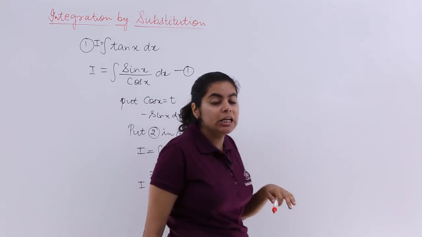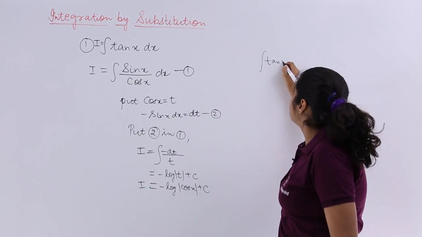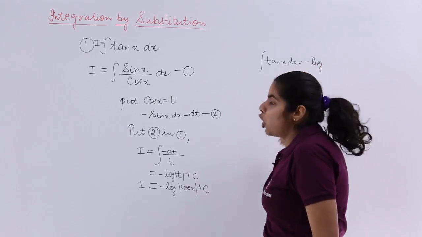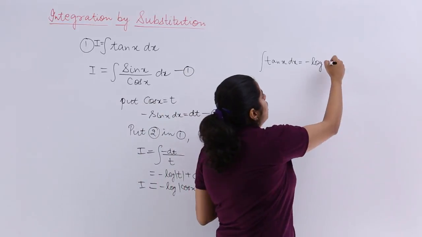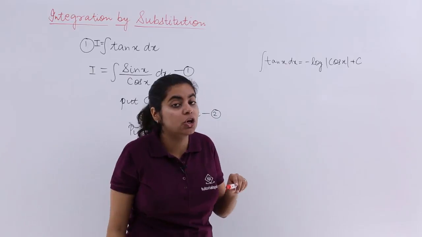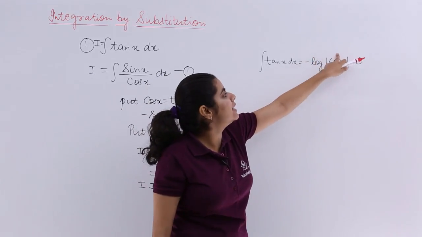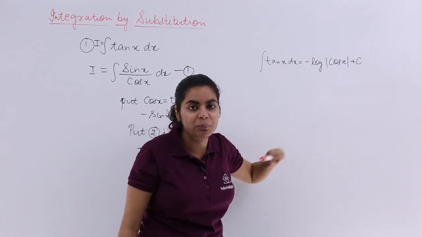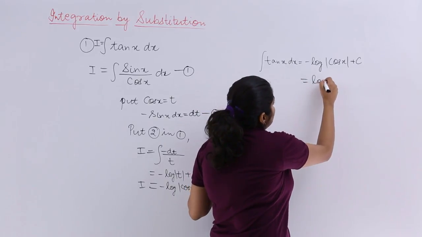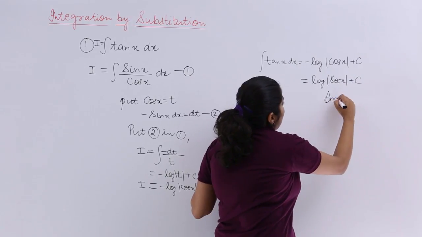And what was I? It was nothing but the integration of tan x. So, my formula becomes integral tan x dx is equal to minus log cos x plus c. Or in short, one more formula you can derive from this given formula. If you keep the minus sign here, it becomes 1 upon cos x, and what is 1 upon cos x? Secant x. So, another formula would be log mod sec x plus c.